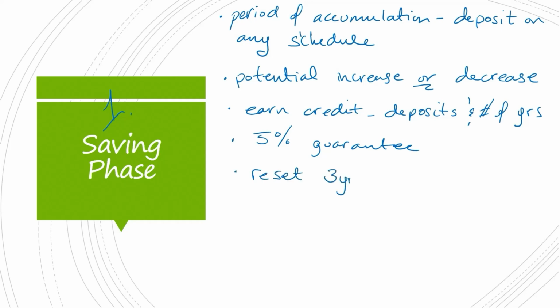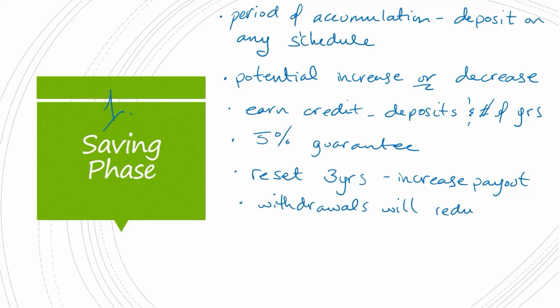Now, typically the reset is around 3 years, and the point of this is to increase the payout. So if the investment has increased, that is when you would do a reset, and this is really where your advice as an advisor would come into play. Now, your client can make withdrawals during the savings phase, but it is not a good idea. Withdrawals will reduce the guarantee if done before maturity and therefore negatively affect the payout.